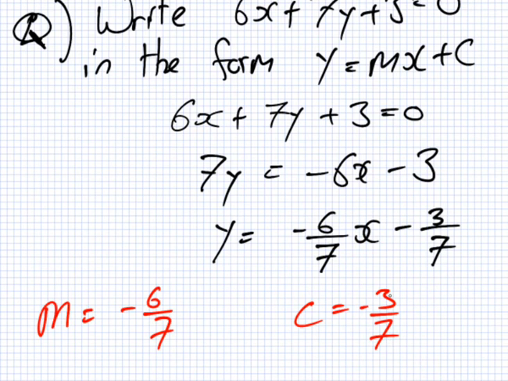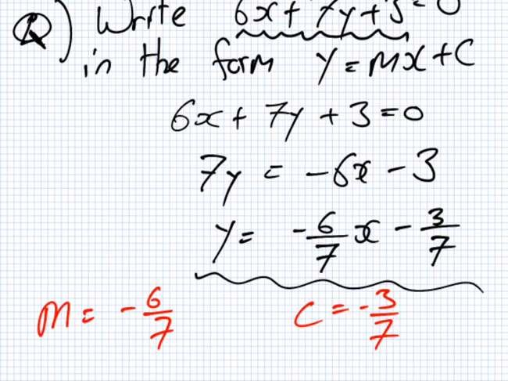So this vocabulary you might need for the exam, because the question could say something like the X coordinate is 4 and the Y coordinate is 8. So you need to know what X coordinate and Y coordinate mean. They just mean the X and the Y. Is that okay?